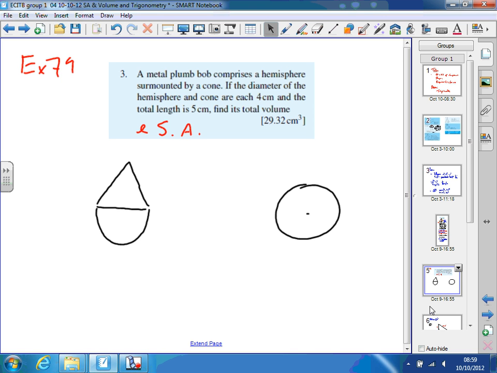We've got some information. We know the diameter of the hemisphere and the cone are each 4 centimetres. So the diameter is 4 centimetres. So that's this dimension here. And we know the total length of this bob is 5 centimetres. So from here to here is 5 centimetres. So we could draw it and put on the information as far as we know it.